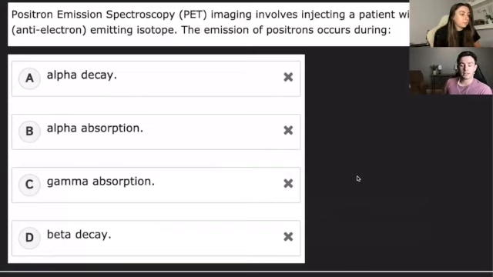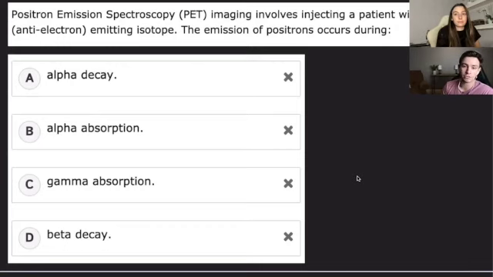John, do you want to? Yeah, we had a radiologist come and give a lecture to us about PET scans. So I'll take it. It says positron emission spectroscopy. PET imaging involves injecting a patient with a positron, anti-electron, I told you, emitting isotope. The emission of positrons occurs during... okay, this is very MCAT. They give you this thing at the beginning. It's kind of medicine-y, but it's also just pretty much straight chemistry and physics. And then they actually ask you the question at the very end. The emission of positrons occurs during what? So I'm going to rephrase this question as, which of these shoots out a positron?